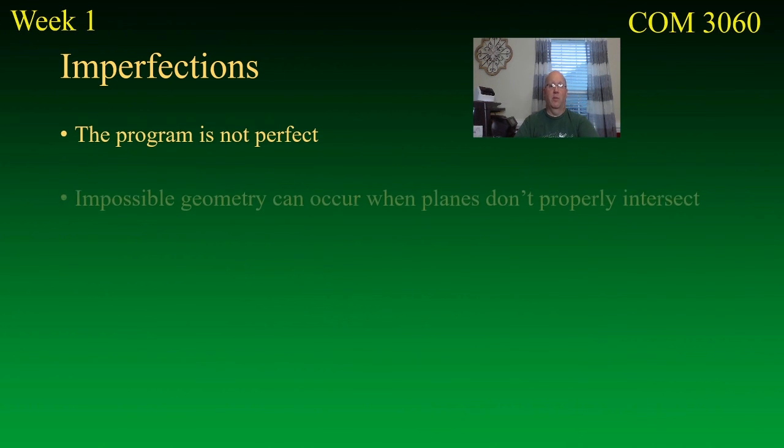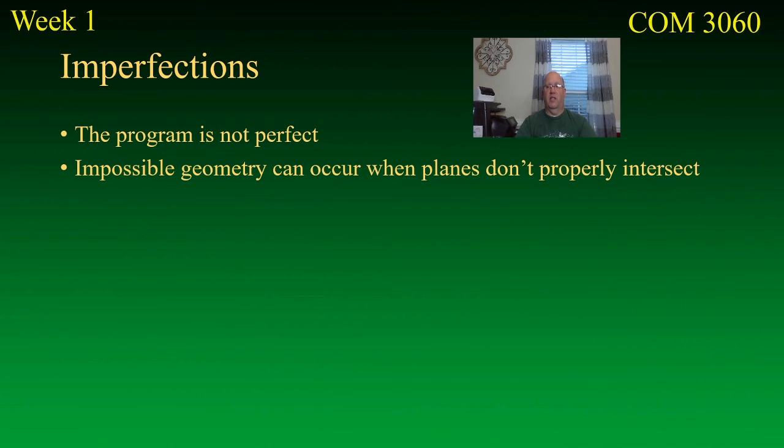So, program is not perfect. Impossible geometry occurs when planes don't intersect properly. If you try to bend an object made up of 2-dimensional planes, usually it will work, but occasionally you go too far and some plane gets flipped in such a way that you see a hole into nothingness. And so that's something you want to try to avoid if you can. Planes do not have 2 sides unless specified.